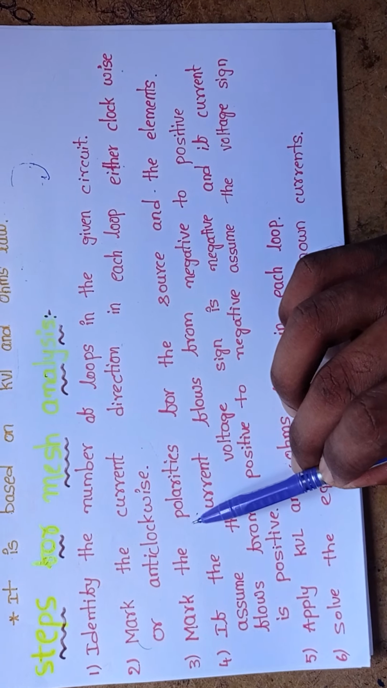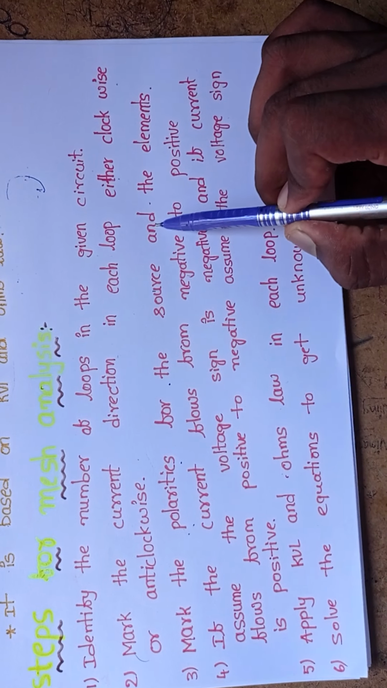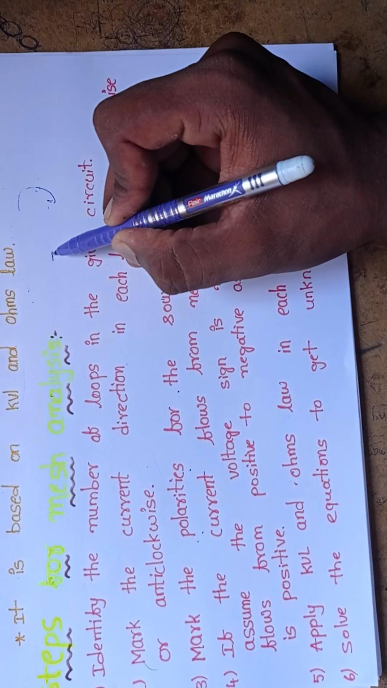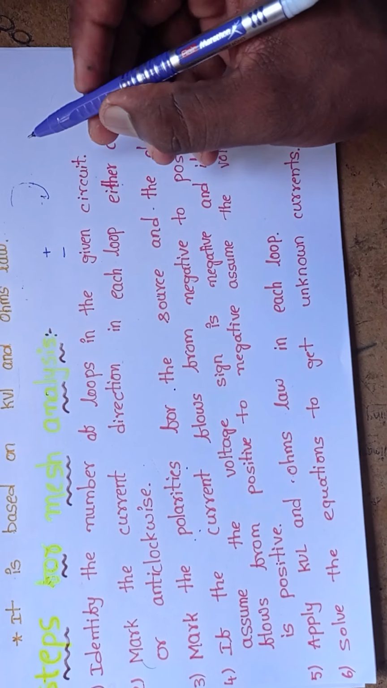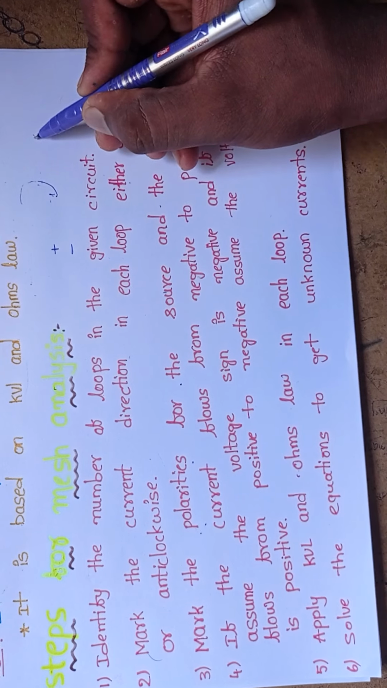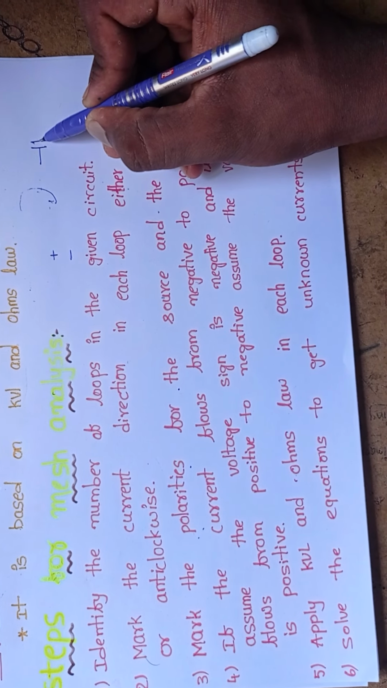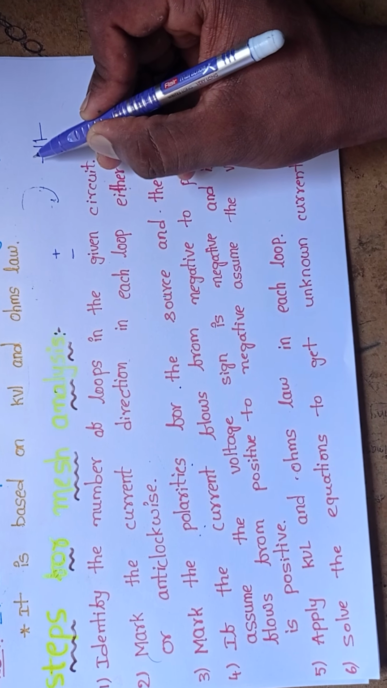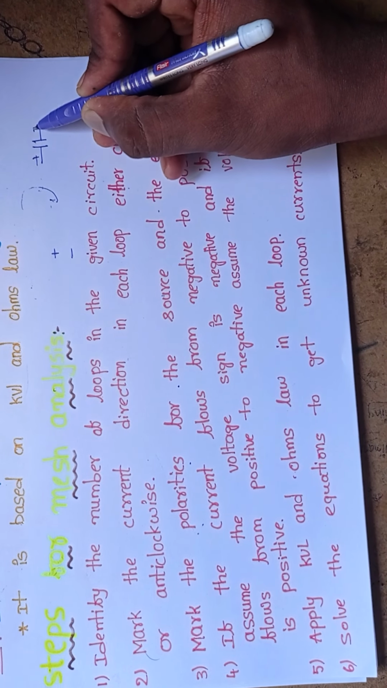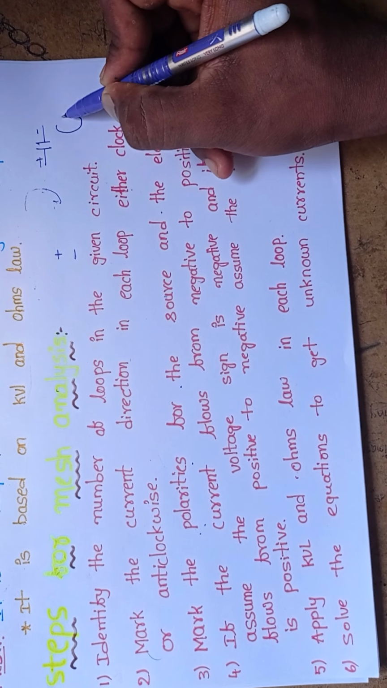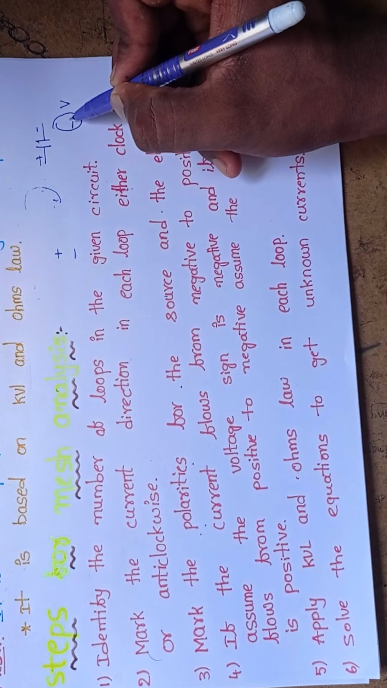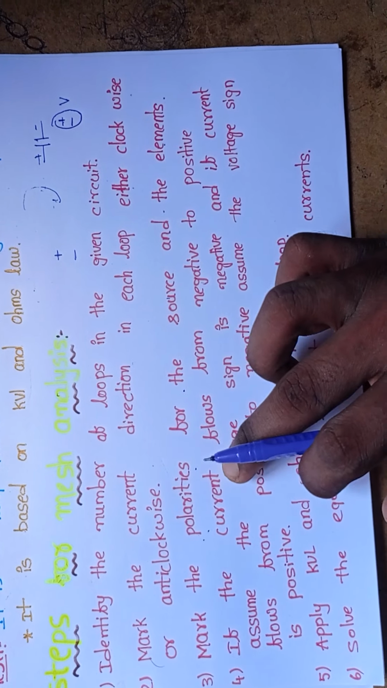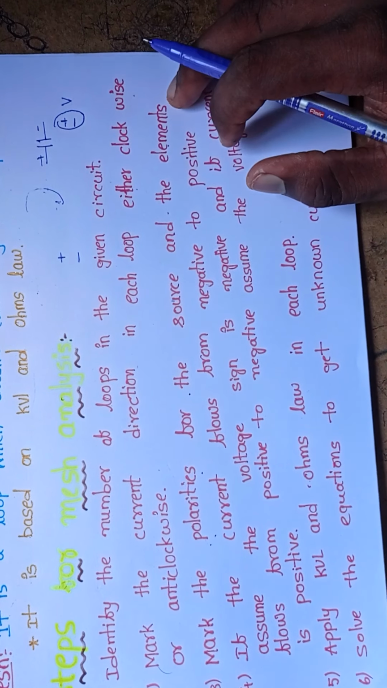The third step is to mark the polarities for the sources and the elements. Polarity means plus or minus. Suppose we have a capacitor like this. We have to mark polarities while finding the unknown currents using mesh analysis. Suppose this is plus and this is minus. If we have a voltage source here, we have to mark polarities minus, plus like this. In the third step we mark polarities for the sources and the elements.